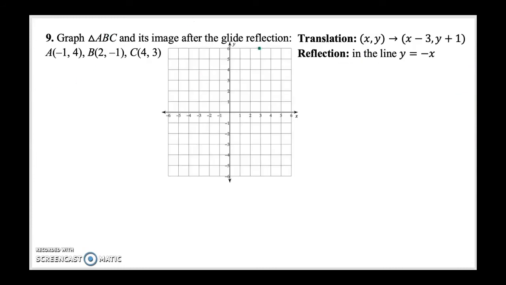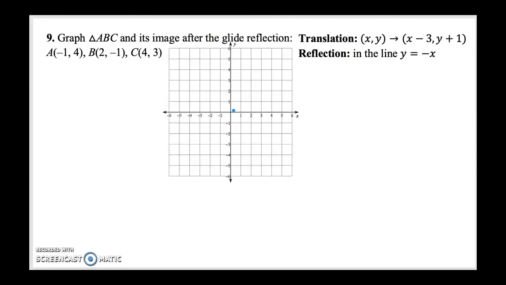So it says graph triangle ABC and its image after a glide reflection. So glide reflection is basically just a translation and a reflection. So let's graph ABC. So we've got A is negative 1, 4, B is 2, negative 1, and C is 4, 3.